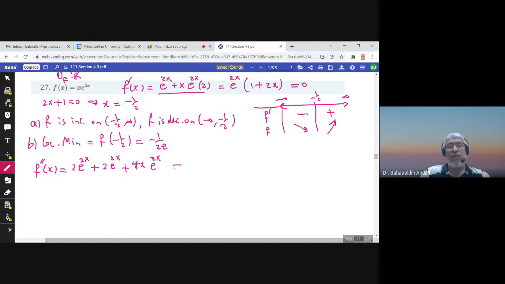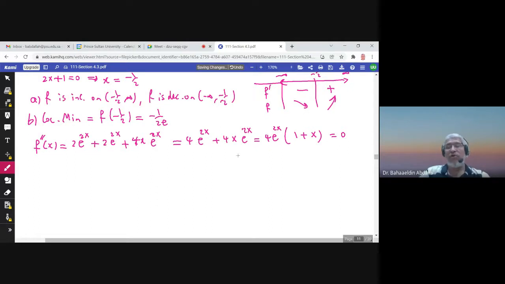Now, what do we have? I have 2e to the 2x plus 2e to the 2x, that's 4e to the power 2x, plus 4x e to the power 2x. I have 4 times e to the power 2x as a common factor. So 1 plus x. Now if I put it equal to 0, 4 e to the power 2x cannot be 0. So the only 0 is x equals negative 1.